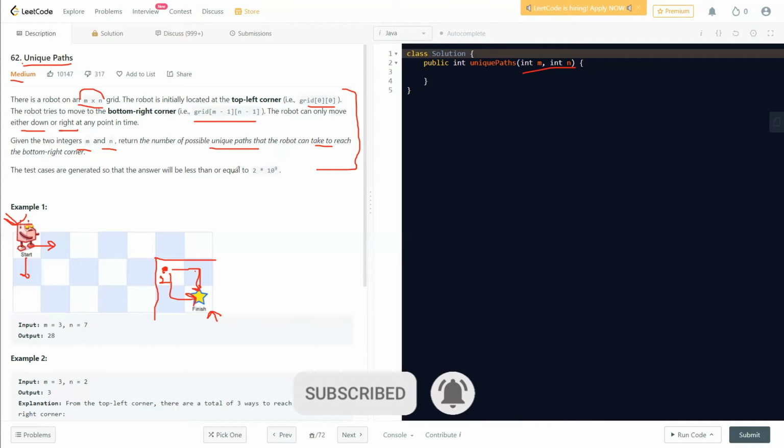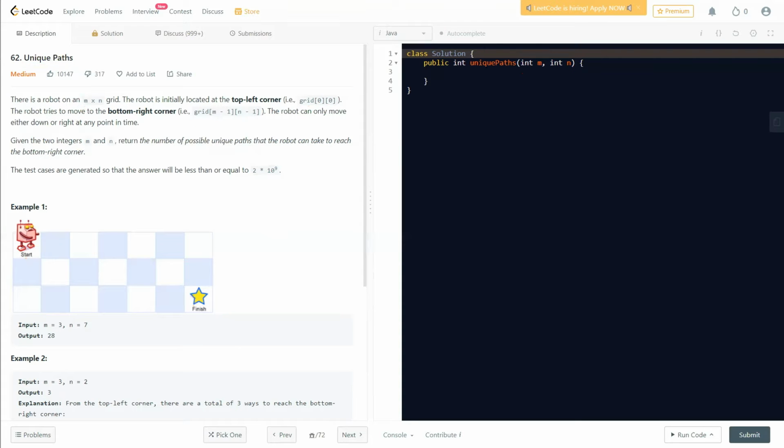Now it says the test cases are generated so that the answer will be less than or equal to 2 times 10 to the power 9. So those are the limits given to us. Let's try to break this problem and understand how exactly the question is asking us to proceed and how we can find a solution to this.